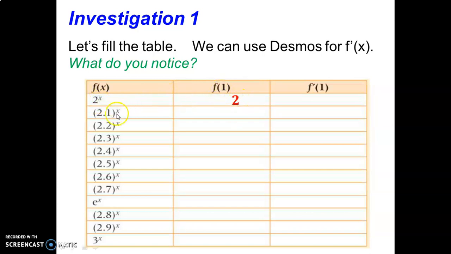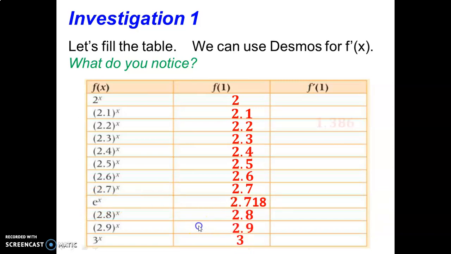So what happens when you put a 1 into this function? 2.1. And so on, and so on. All those functions are very simple like that. You put a 1 in them and you just get the value of the base. In this case, the base is e, Euler's number, which means we get 2.718. And on all the way to 3.